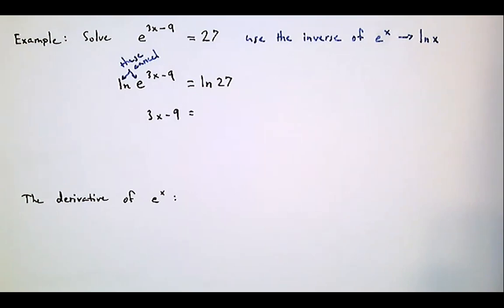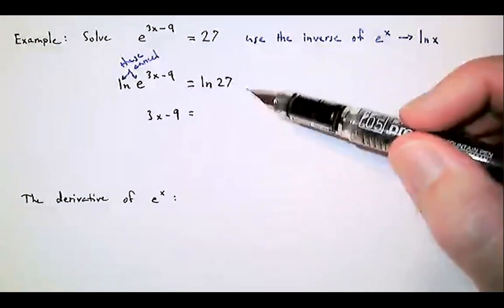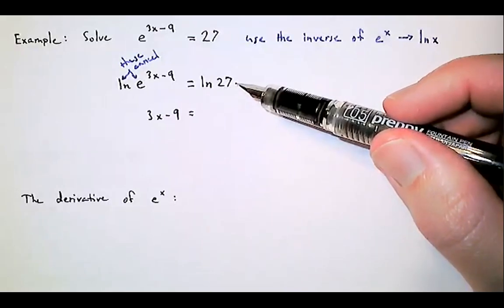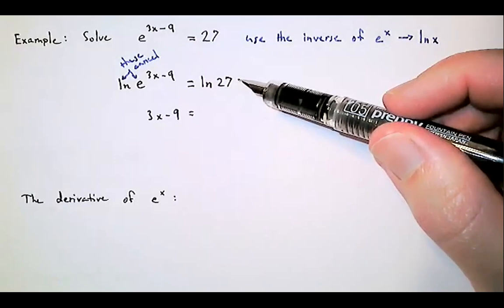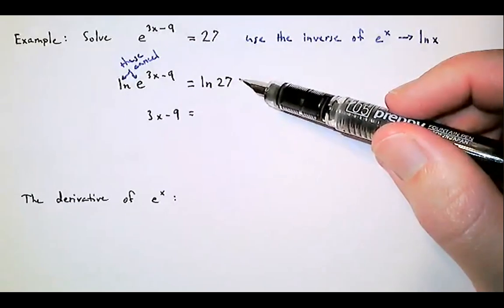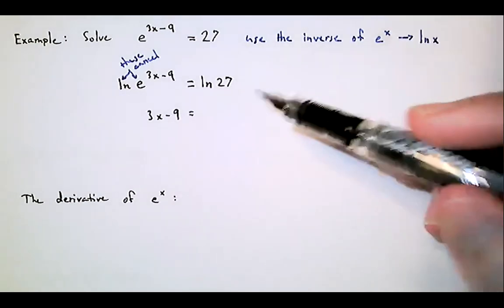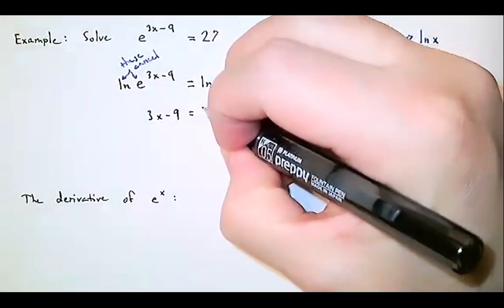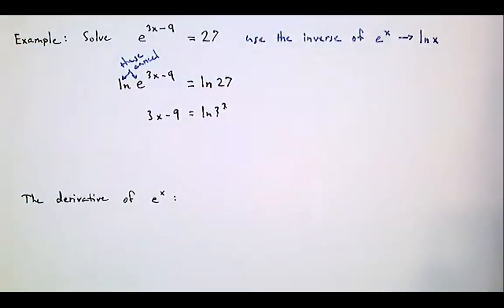And what about the right-hand side? Is there going to be anything that we can do to simplify the natural log of 27? Maybe using the idea of exponents? 27 is 3 cubed. Right. 27 is actually 3 cubed, so it's going to help us in a few minutes to rewrite it that way.